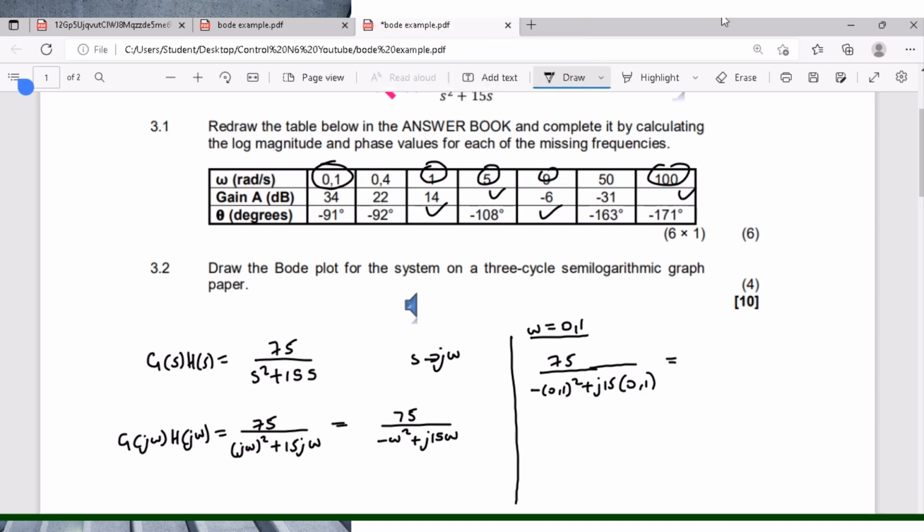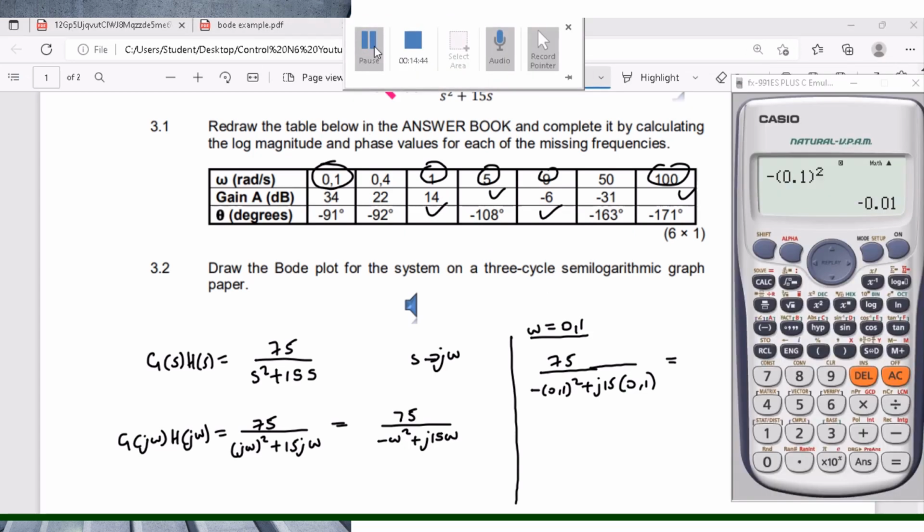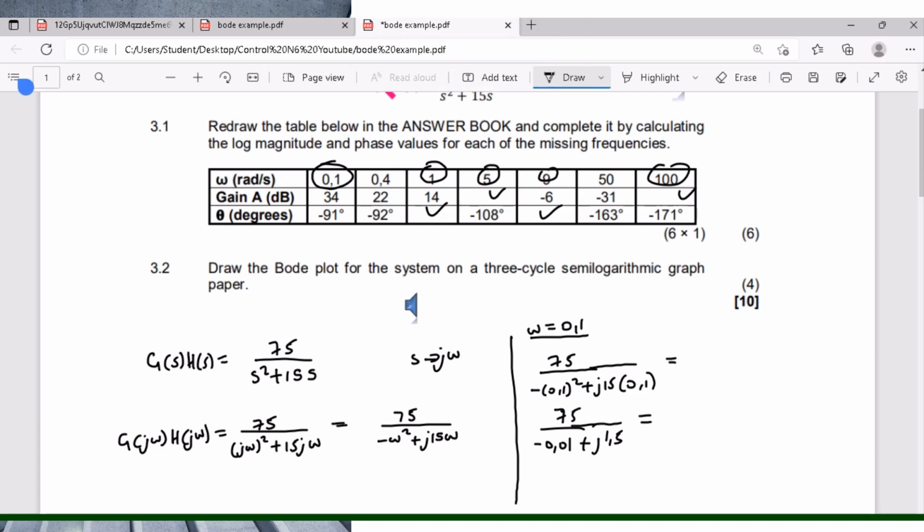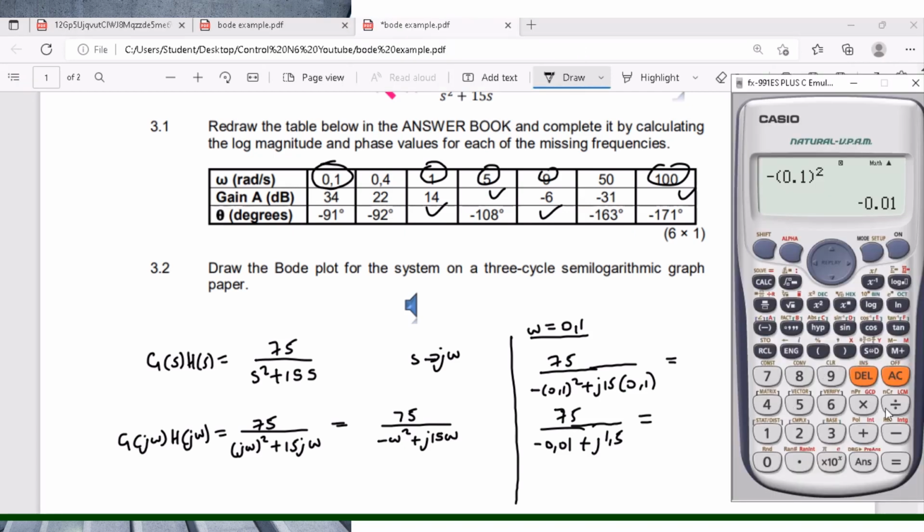Now if I substitute this in my calculator, let me see what I have. If I do 0.1 squared, I have 75 over minus 0.01, and 0.1 times 15, I have j1.5. Remember, in complex numbers, for division I must have polar, so I must convert the bottom one into polar. I must press Shift Pol. My real number is negative 0.01, then I must press comma, then 1.5, positive 1.5.